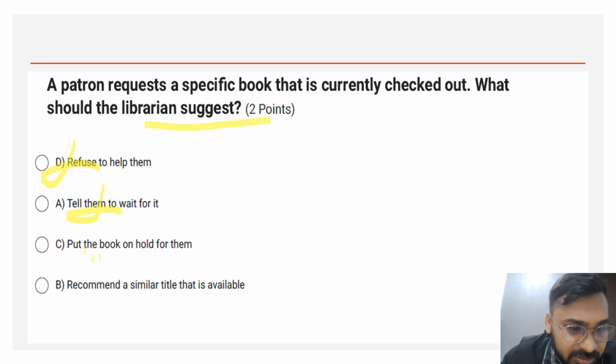This is the right option. Put the book on hold. If a similar book is suitable, the answer is to put the book on hold for them.